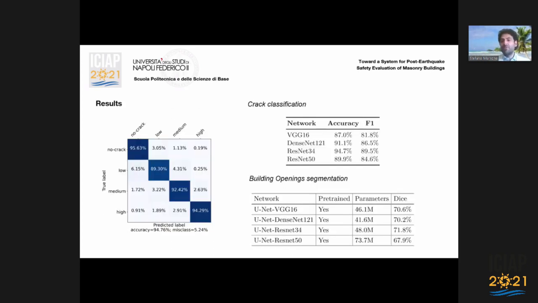The performance of the network was evaluated based on accuracy and F1 score for the crack classification, while we leveraged the Dice coefficient to evaluate the building opening segmentation. Results show that, even changing the backbone network for the UNet, the use of ResNet34 turns out to be the most effective for both tasks.